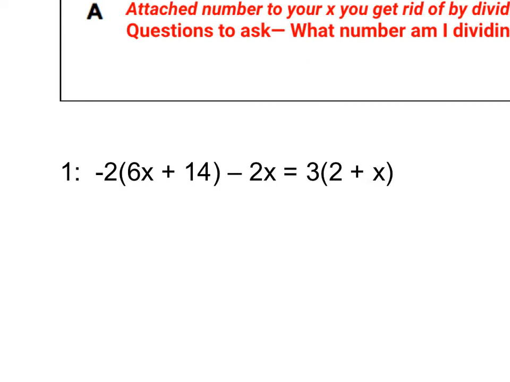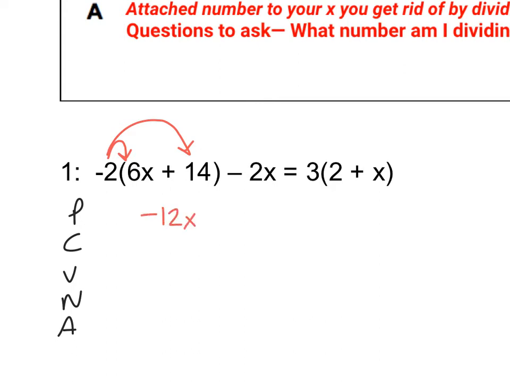So I'm going to write it down here. PCV&A. Part 1, I have to ask myself, do I have parentheses? So my equation was negative 2 times 6x plus 14 minus 2x equals 3 times 2 plus x. I do have parentheses, so I'm going to distribute my negative 2 to my 6x and my negative 2 to my 14. Negative 2 times 6x is negative 12x.